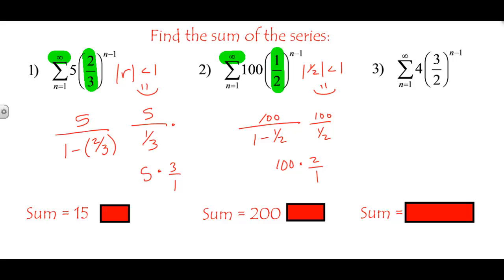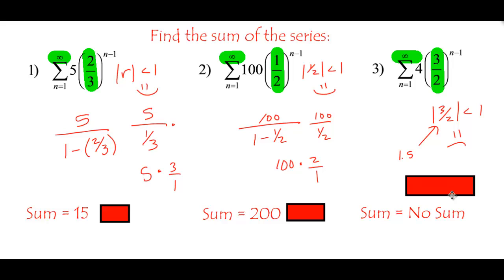So let's look at our last example. Again, it's infinite. I look at my common ratio. Is the absolute value of 3/2 less than 1? And the answer to that is no. Okay, because remember, this is 1.5. If I have a value 4 and I keep getting 1.5 times bigger, I'm never, ever, ever going to get a sum. So we just write no sum. Okay, it's impossible to come up to a single value.